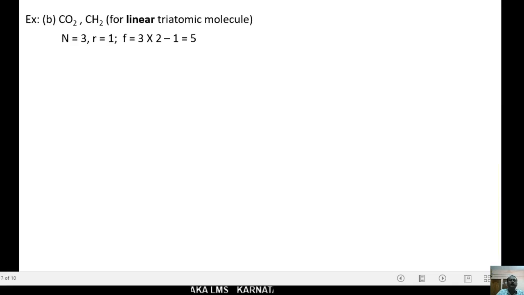Let us see the linear triatomic molecule. Examples are carbon dioxide and CS2. Here n is equal to 3 in this case and r is equal to 1. N is 3, so it is a triatomic molecule, but it is linear, along the same straight line. In the previous case, it was non-linear. Here it is linear.